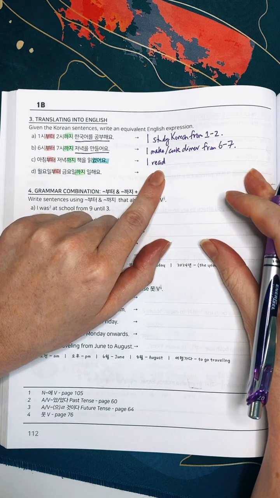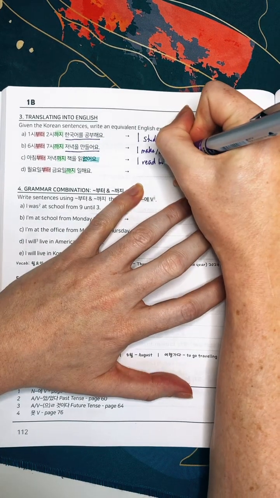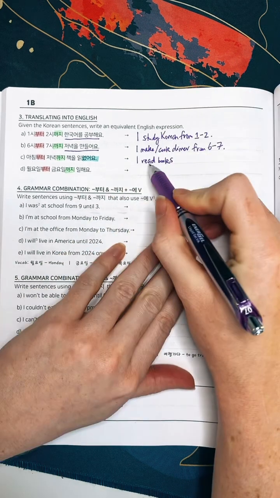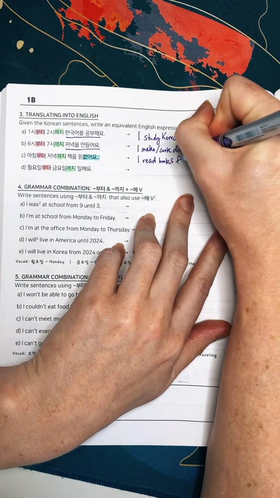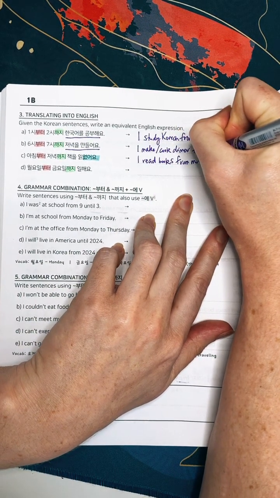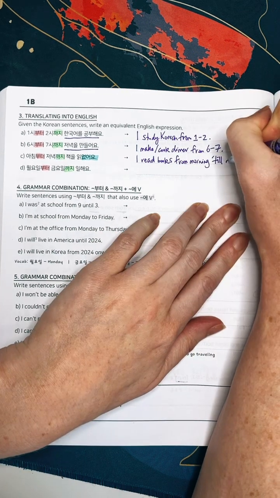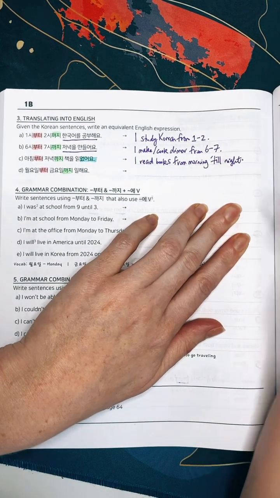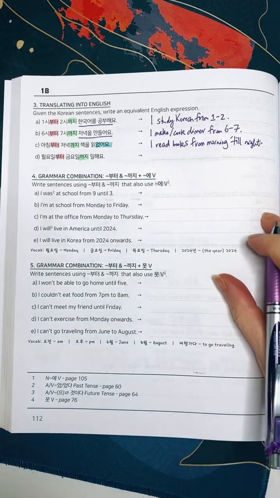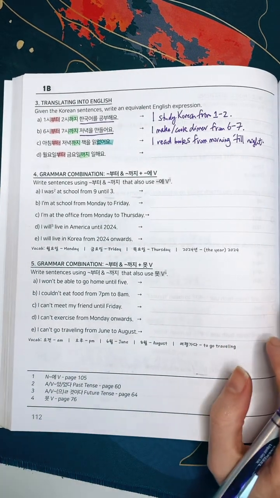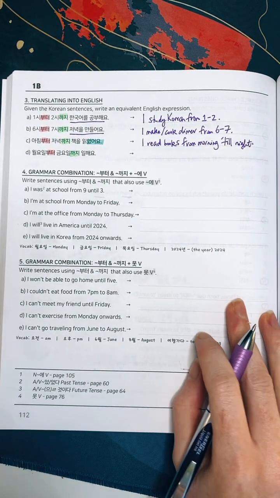I read or read books, but it's I read books from morning till night. I definitely have. Morning till evening is also fine.